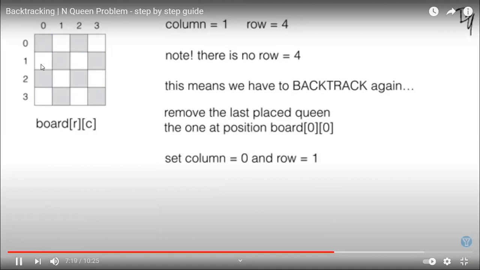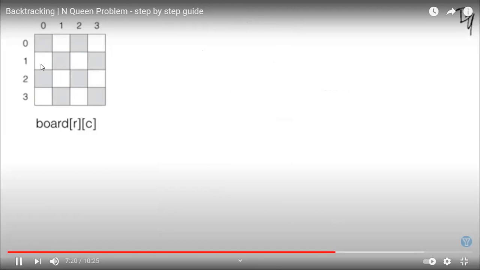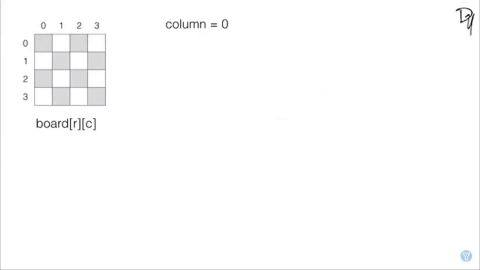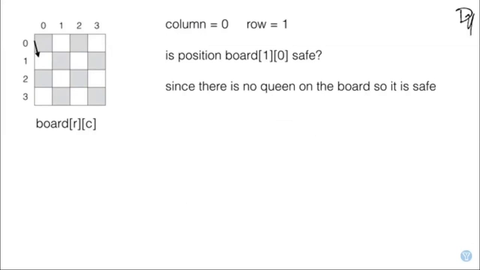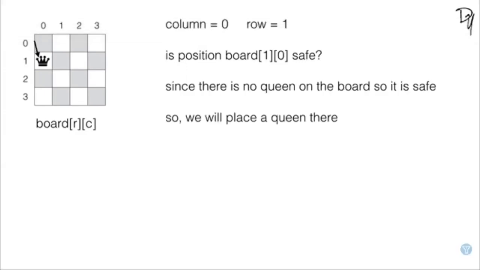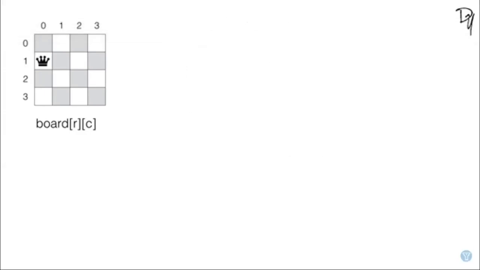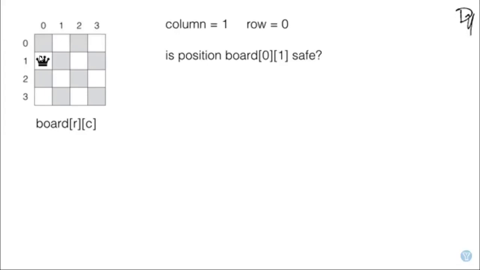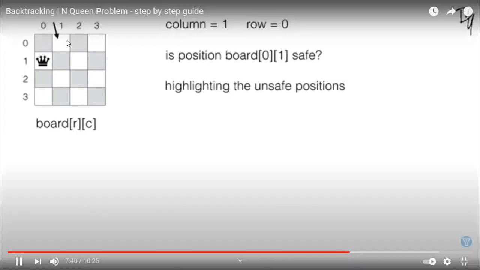So all the positions are set. So what we will do, we will place a queen at the position of column 0 and row 1. So this position is safe, 1, 0 position is safe. So what we will do, we will place the queen here, right, at this position, and then we will increment column by 1, right? So column incremented, and we will check for all the rows.